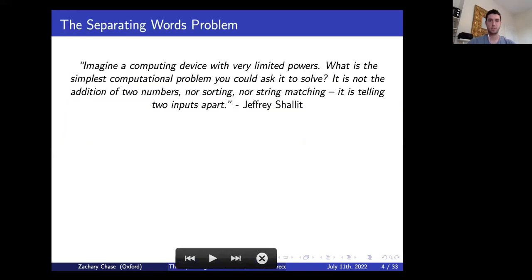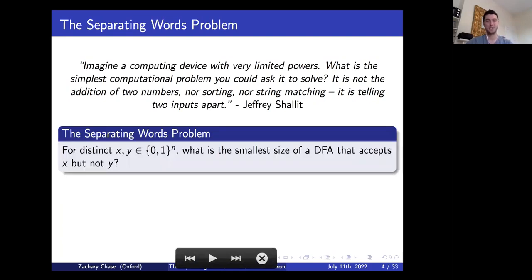So, the separating words problem. Imagine a computing device with very limited powers. What is the simplest computational problem you could ask it to solve? It is not the addition of two numbers, nor sorting, nor string matching. It is telling two input strings apart. I think this is a quote by Jeffrey Shallit. I saw it in one of his slides.